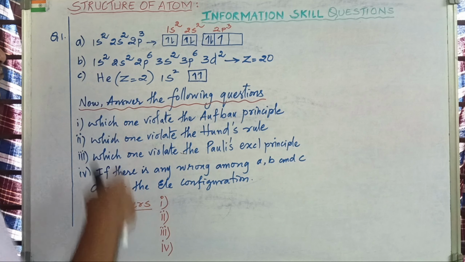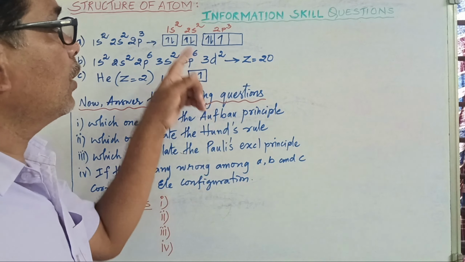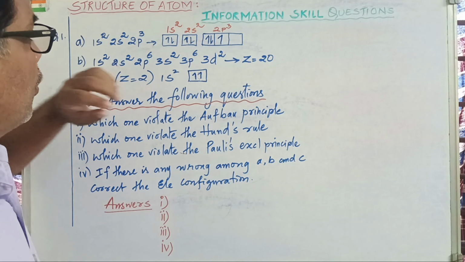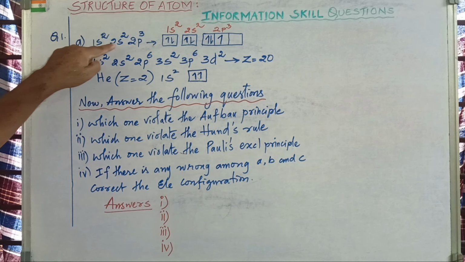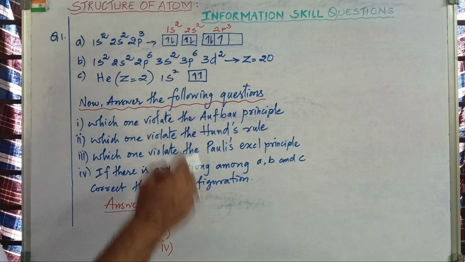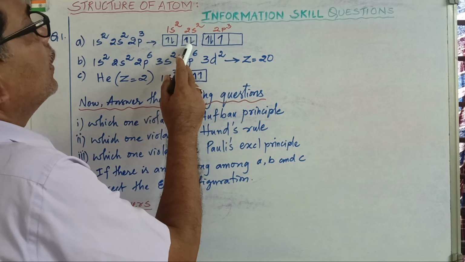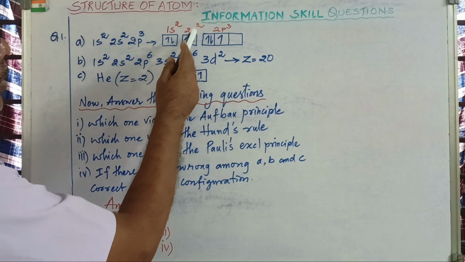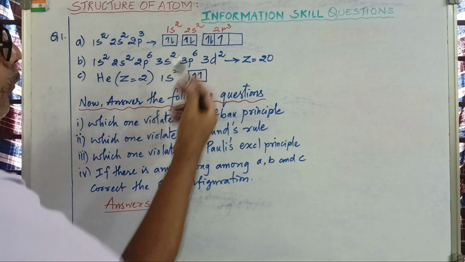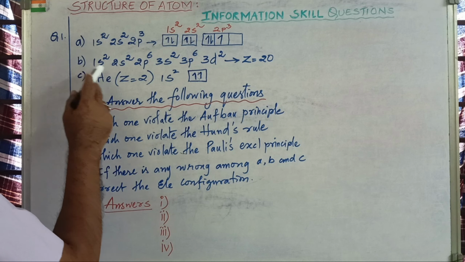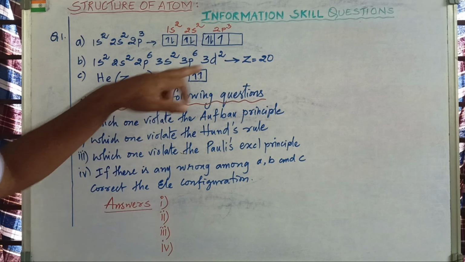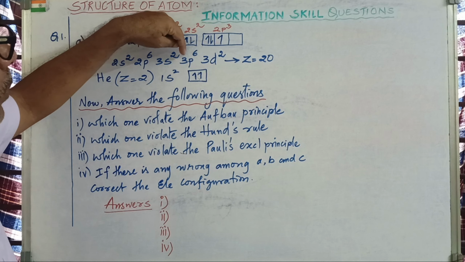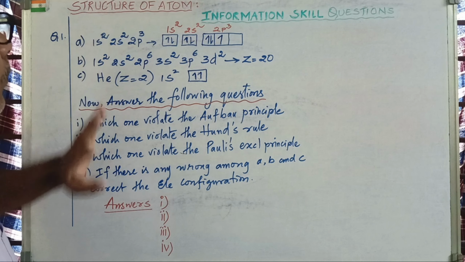The question is: electronic configuration is given and the electrons are also filled in the degenerate orbitals. The first one is 1s2, 2s2, 2p3 and these electrons are filled in the degenerate orbitals. First case 2, then 2, and it is 2p3, therefore you find here 3. And question B is another electronic configuration for element 20: 1s2, 2s2, 2p6, 3s2, 3p6 and 3d2.